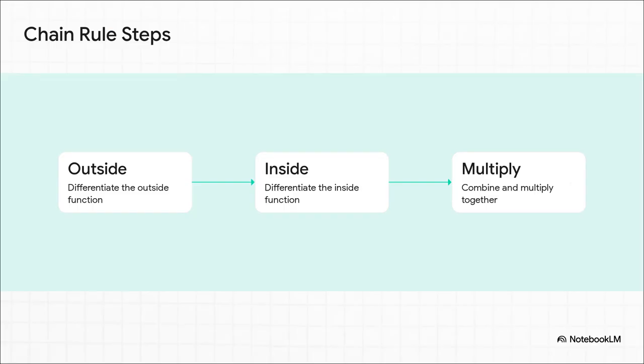To make sure you feel totally empowered rather than overwhelmed by the chain rule, always follow this simple mechanical three-step procedure. Step 1, differentiate the outside function while completely ignoring the inside. Step 2, differentiate the inside function all on its own. Step 3, combine them by multiplying the results together. So let's see this in action.